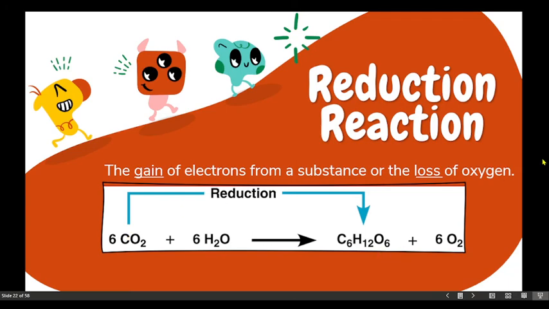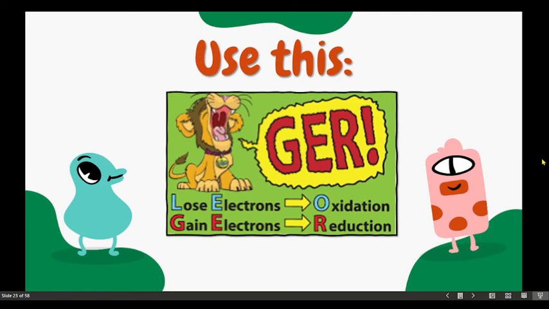To remember this easier, let us use this mnemonic. Leo the lion says Ger. So Leo, L-E-O, loss of electrons is oxidation. And Ger, G-E-R, gain of electrons is reduction. I hope you will use this so you can really remember it, because this is useful not only in biology but in chemistry as well. Let's go to the next.